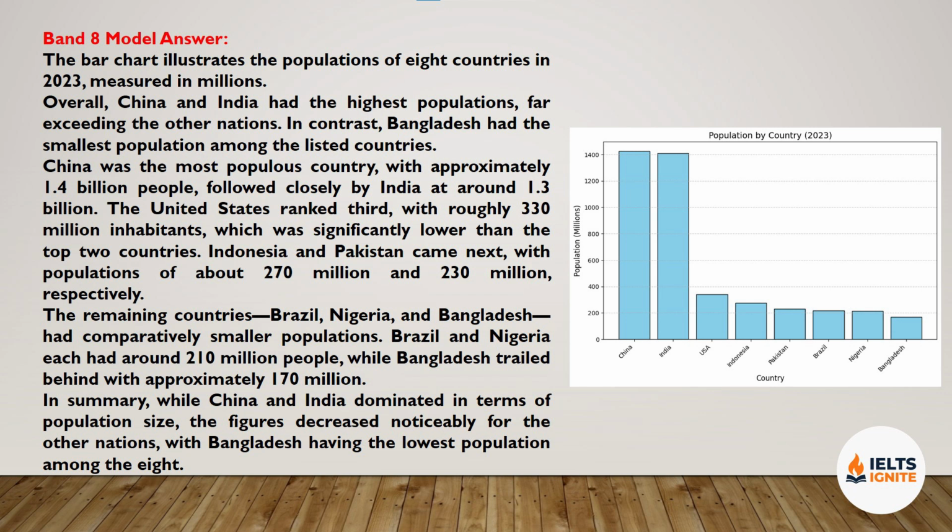Indonesia and Pakistan came next, with populations of about 270 million and 230 million, respectively. The remaining countries, Brazil, Nigeria, and Bangladesh, had comparatively smaller populations. Brazil and Nigeria each had around 210 million people, while Bangladesh trailed behind with approximately 170 million. In summary, while China and India dominated in terms of population size, the figures decreased noticeably for the other nations, with Bangladesh having the lowest population among the 8.